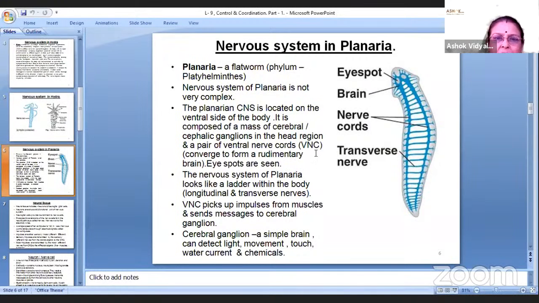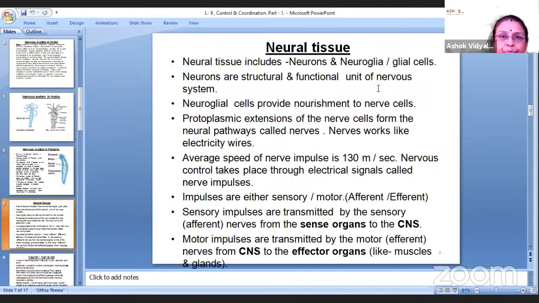The VNC, that is ventral nerve cords, picks up impulses from muscles and sends messages to the cerebral ganglion, right? And what the cerebral ganglion does is, it is a simple brain which can detect light, movement, touch, water current and also chemicals. This is about the nervous system in planaria.